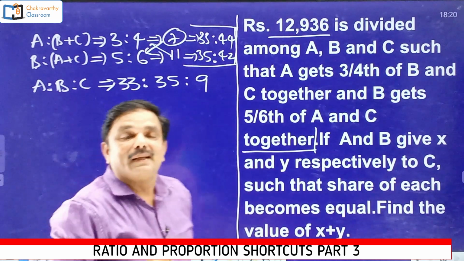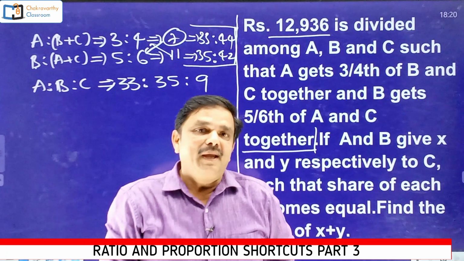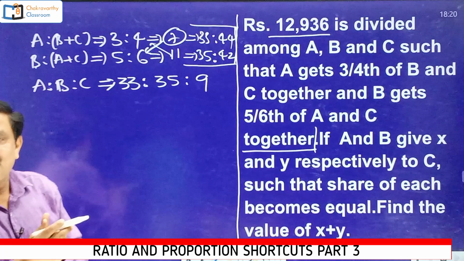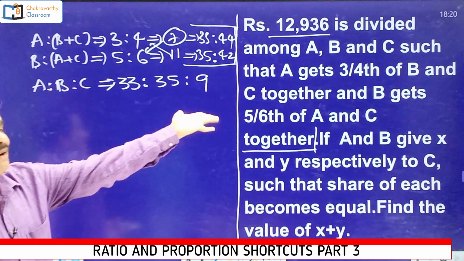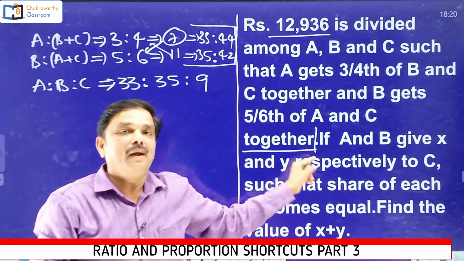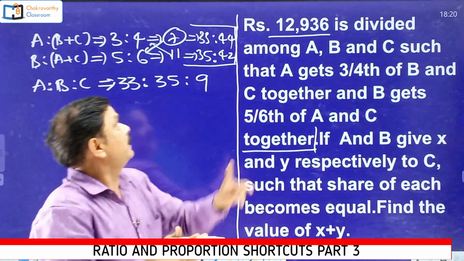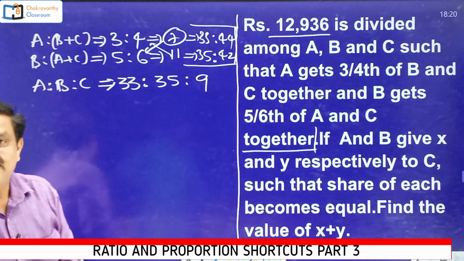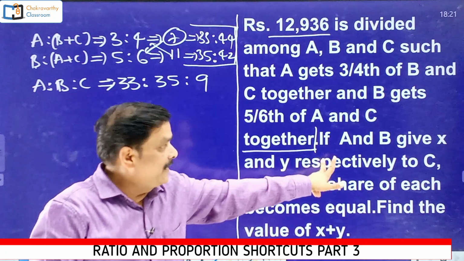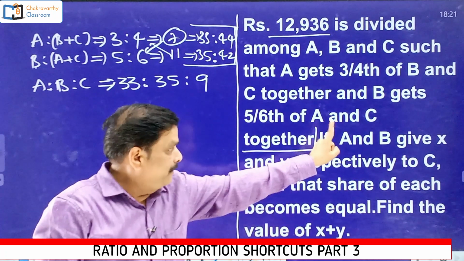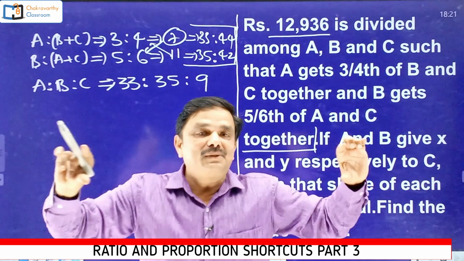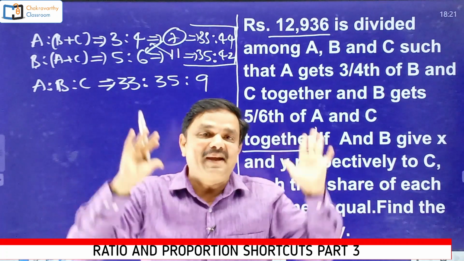This is the way, students. This is called the balancing method. If they ask any question based on this one, you can easily solve that one. For example, the question may be, what is the share of C? Instead of giving this information, had they stopped here only, I would have told what is the share of A, B, C in this 12,936. But here they have given an extension. What is that? If A gives X rupees to C and B gives Y rupees to C, then all the 3 shares should be equal, they have asked.